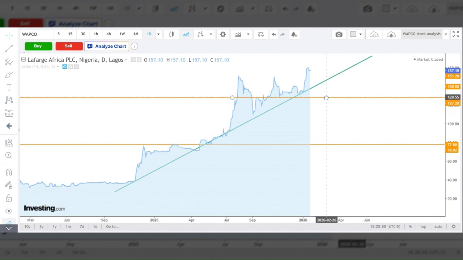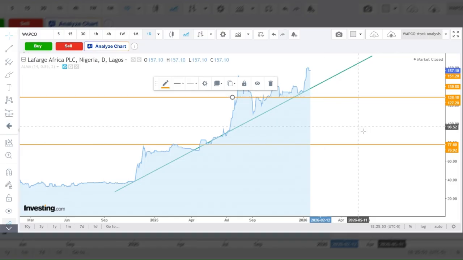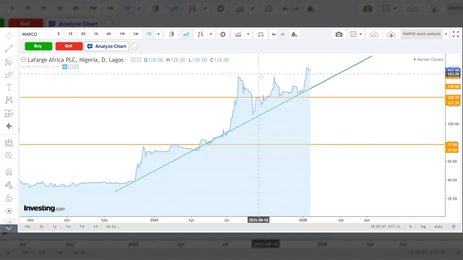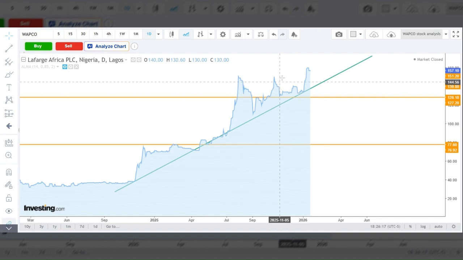And then moving forward, we draw our resistance line here. See these two very strong resistance areas. It came here, it went down, it went up, then it came here again, it went down, which actually indicates a very strong support and resistance line. Okay, so we put our line there.